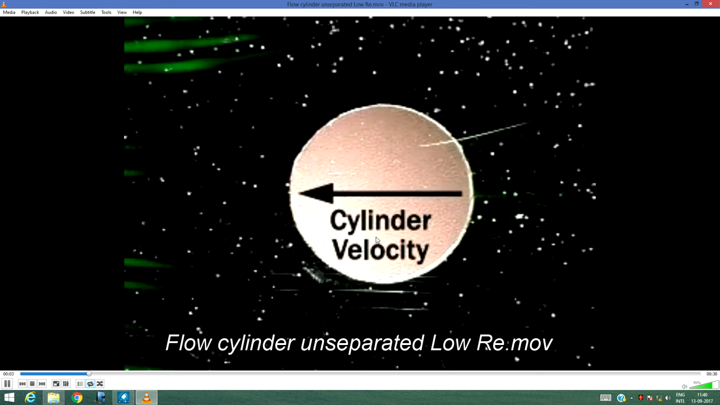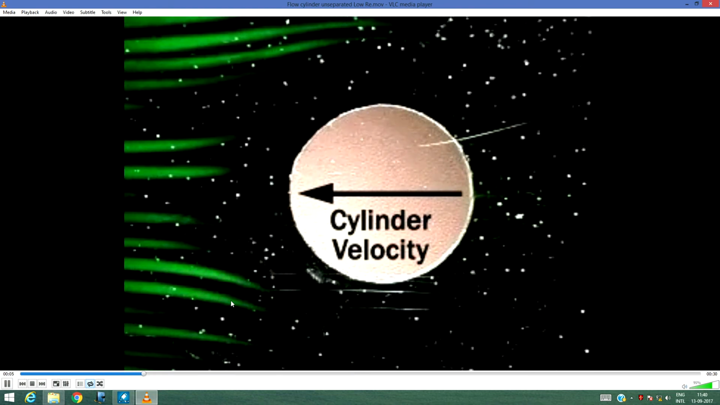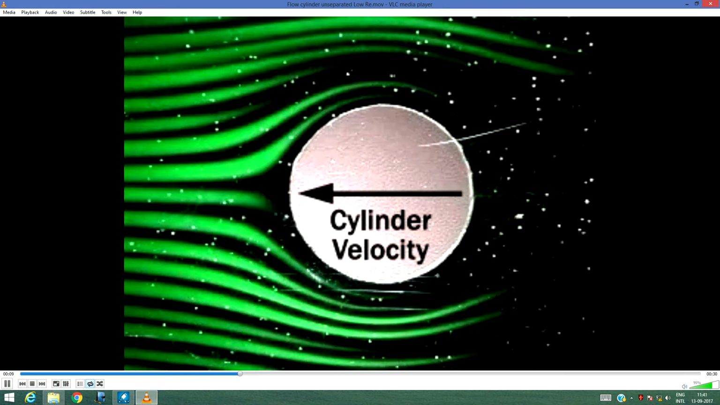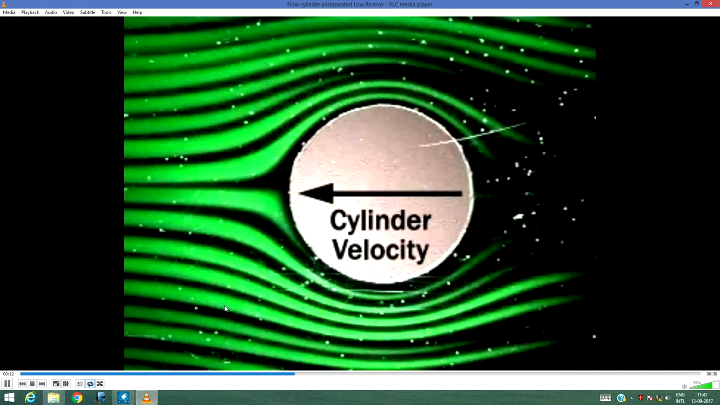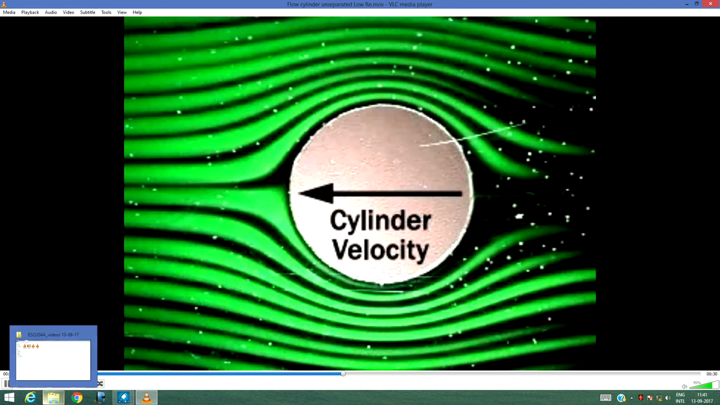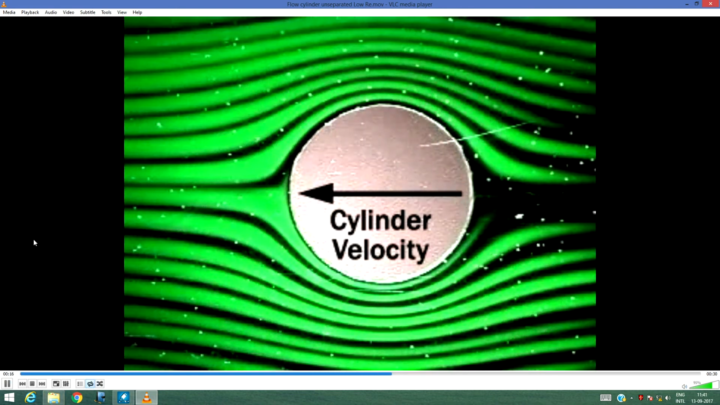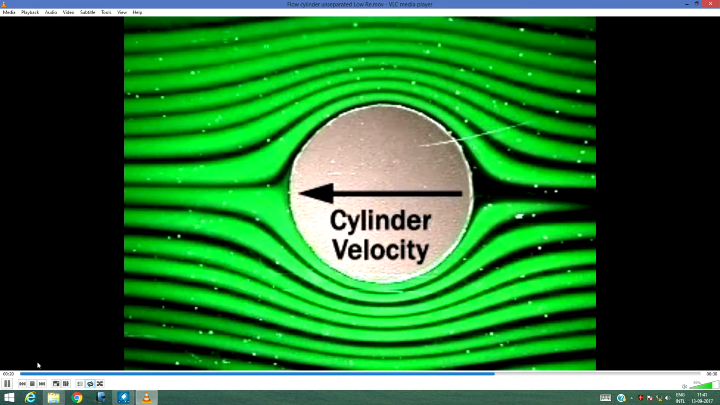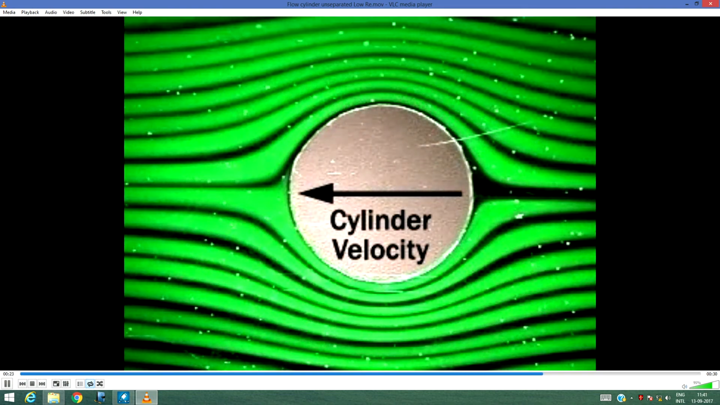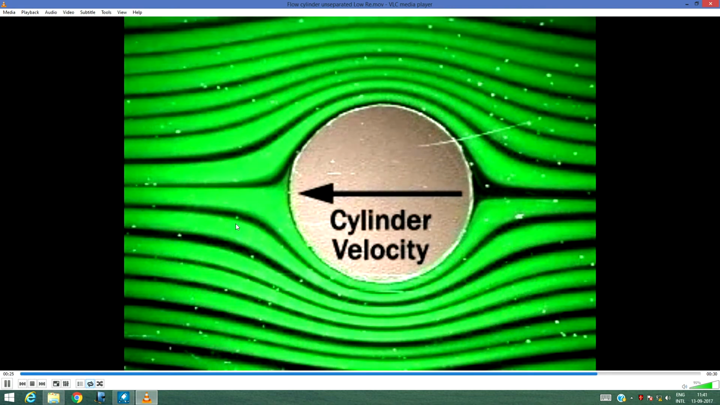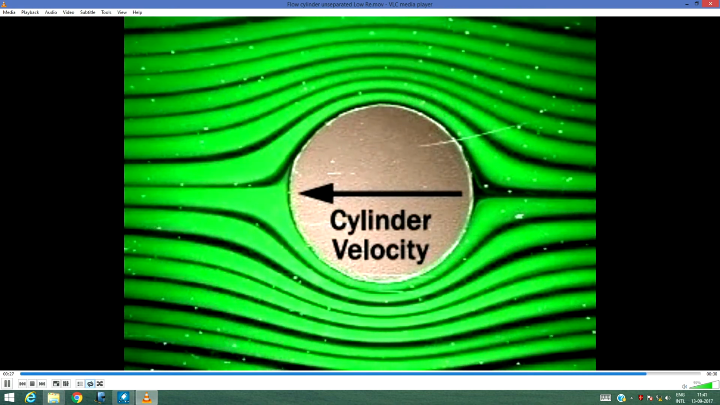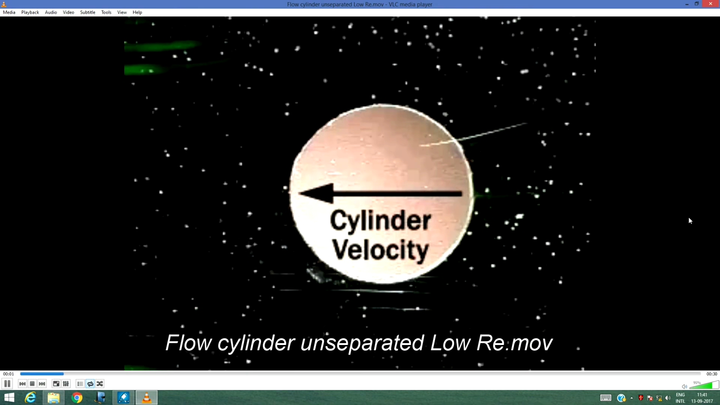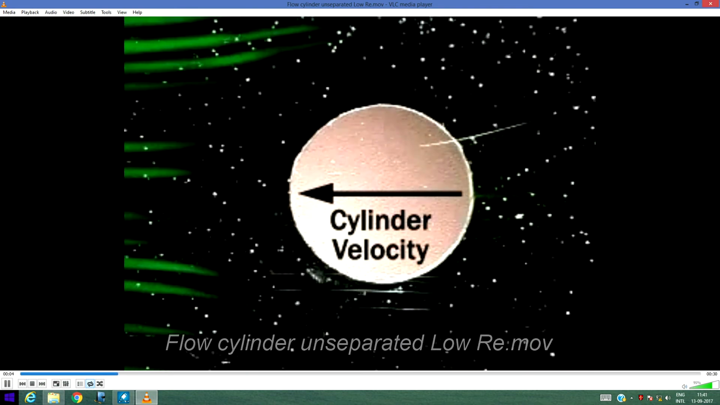Okay, so once again, you can see the dye going around the cylinder. You can look at the arrow of my pen, and you will see that the flow is going around smoothly. Okay, so now it will repeat. So let me stop it.